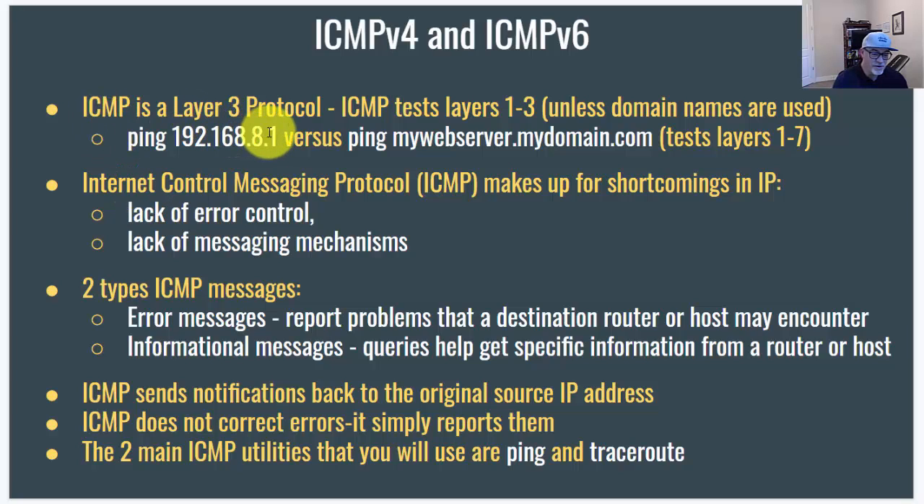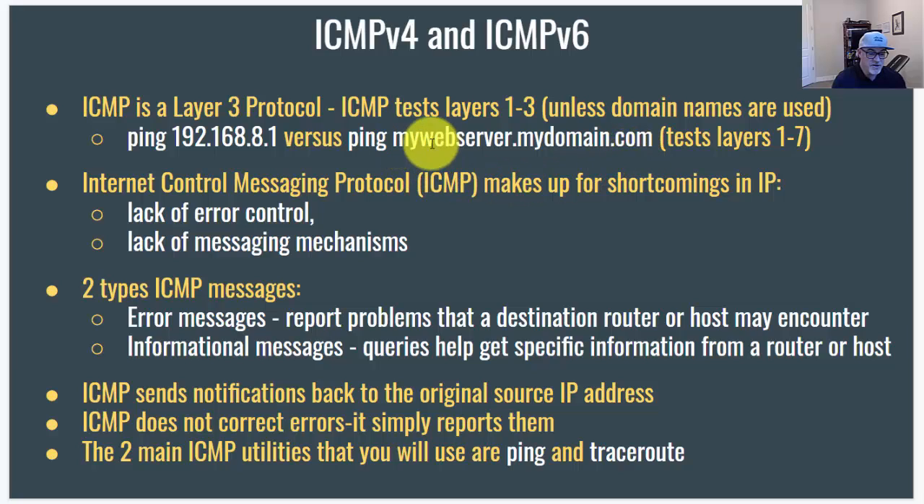ICMP is a layer 3 protocol. ICMP tests layers 1 through 3 unless domain names are used. In other words, if you're using a network utility, an ICMP utility like ping, and you're pinging an IP address like 192.168.8.1, you're effectively testing layers 1, 2, and 3 in the OSI model: the physical layer, the data link layer, and the network layer.